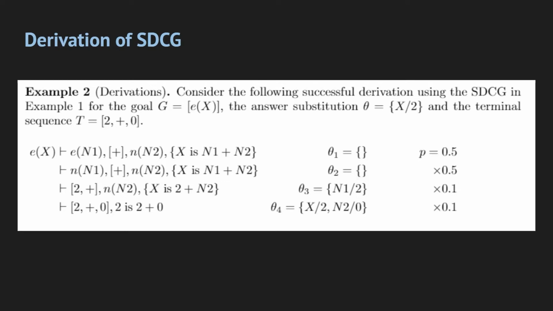To explain this, we can first look at how derivations work in stochastic definite clause grammars. You can see here that each time a non-terminal is expanded, we save the probability of this expansion rule and then also save the unifications that occur, such as n1 with the number 2.